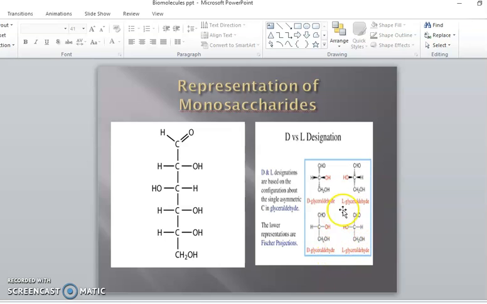Look at this object here. The OH group is present on the left side, so it is called capital L glyceraldehyde. This way of representing a carbohydrate is known as DL notation or DL designation. It is simply based on how the OH group is attached on the chiral center. If it is on the right side, it is capital D glyceraldehyde. If it is on the left side, it is capital L glyceraldehyde.